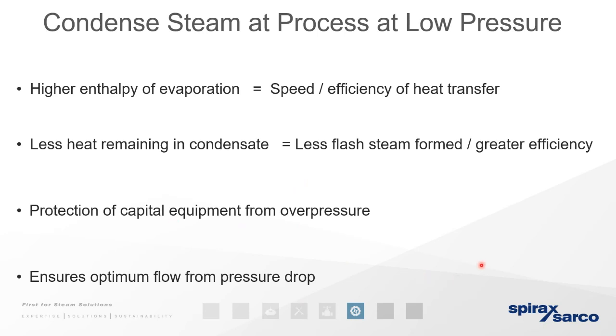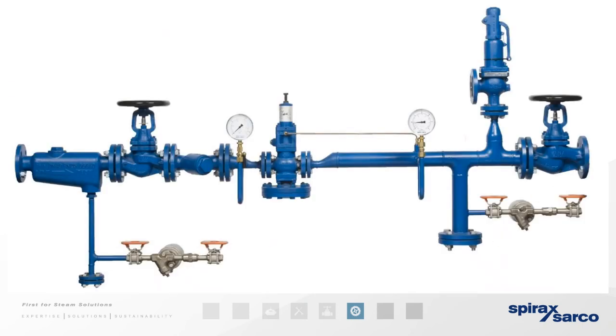Protection of capital equipment from overpressure, absolutely. Most of the apparatus that we utilize operates at a much lower pressure than that at which the boiler is producing the steam, and therefore we also ensure optimum flow from a high to a low pressure drop. We make use of a pressure reducing station to ensure that we have the right pressure and temperature at the point of use, as well as the right quality of steam.